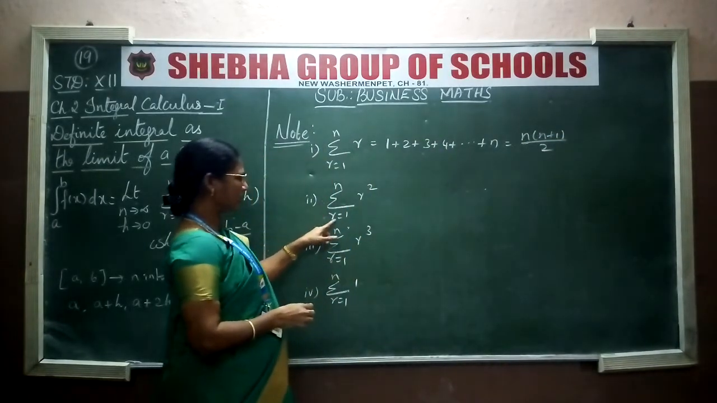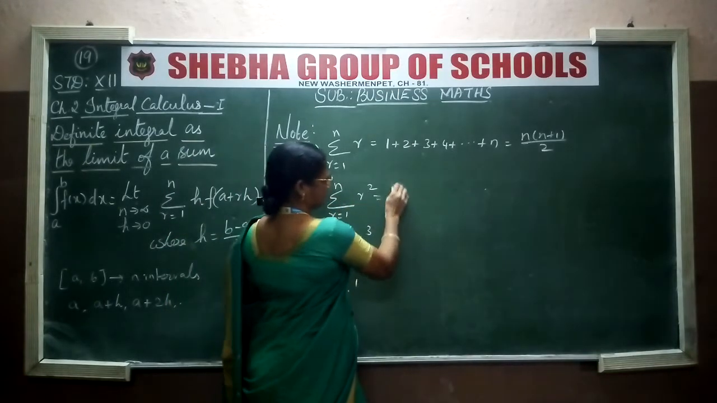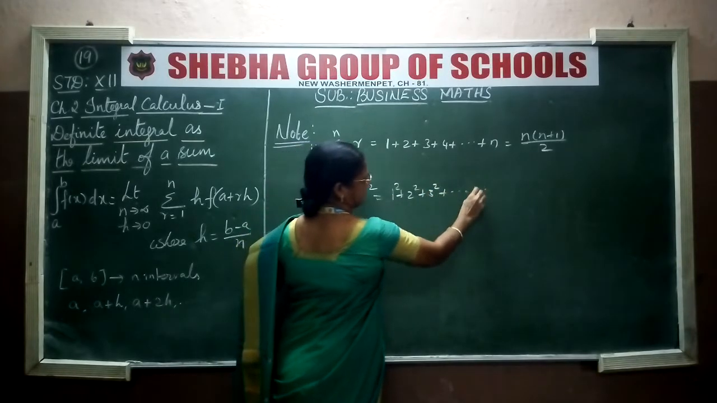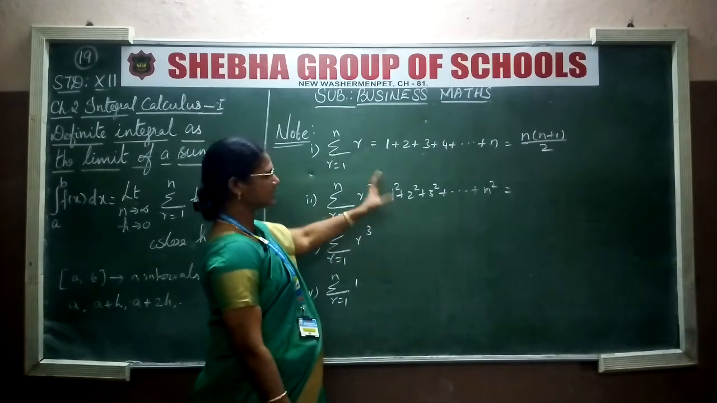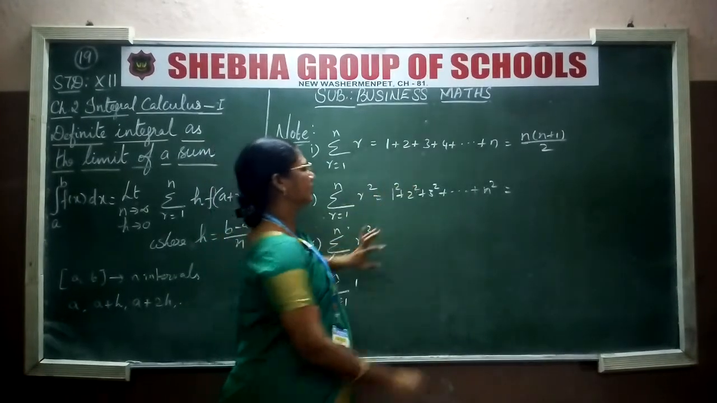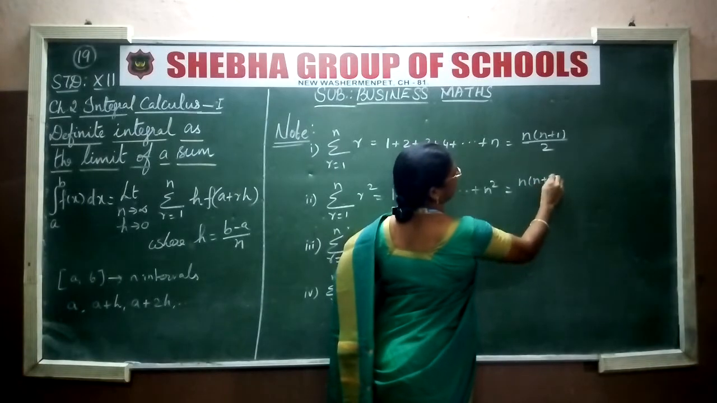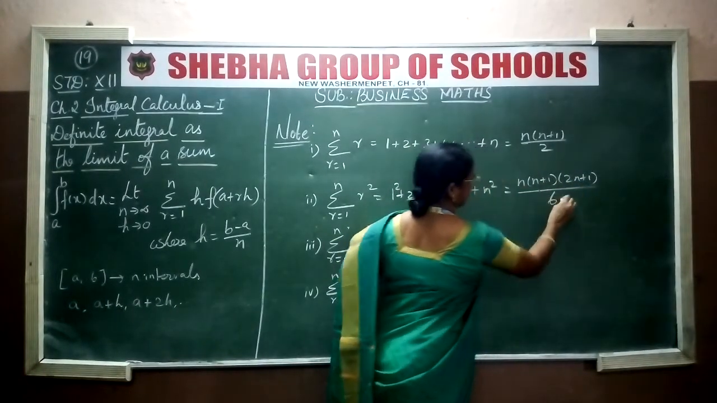Similarly, sigma r equal to 1 to n r square equal to 1 square plus 2 square plus 3 square plus etc. up to n square. This is the sum of squares of n positive natural numbers and we know the formula for this also: n into n plus 1 into 2n plus 1 by 6.